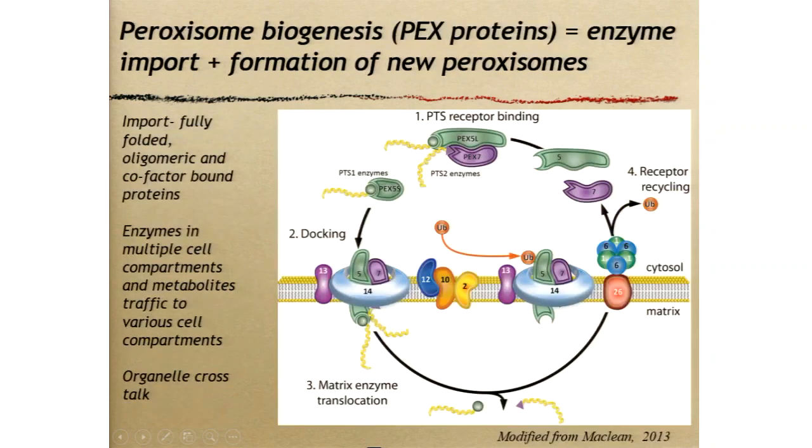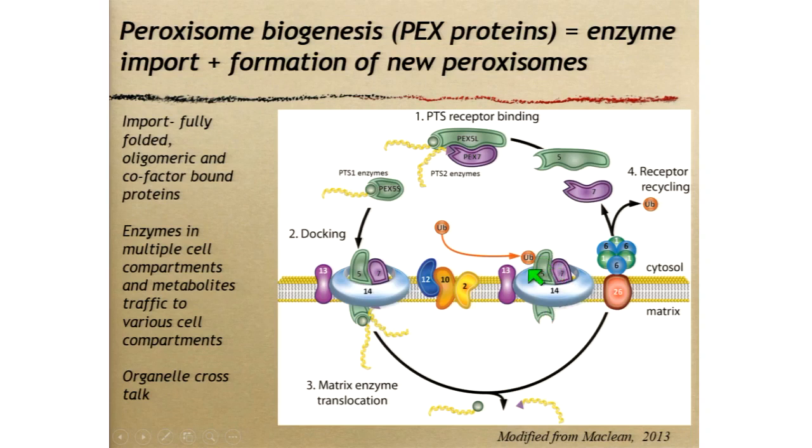And so peroxisome biogenesis, or assembly, is two processes, which is matrix enzyme import and formation of new peroxisomes. And this is accomplished by a coordinated set of PEX proteins, or peroxins. And just to go over this really briefly, the first step is import, where the PEX5 and PEX7 receptors bind their cognate ligands, and this complex is translocated to the peroxisomal membrane, where 5 and 7 dock at peroxins 13 and 14. The ligands are translocated into the peroxisome matrix.